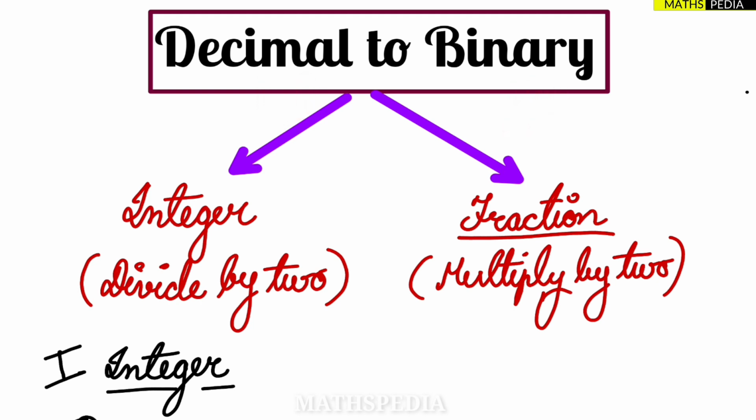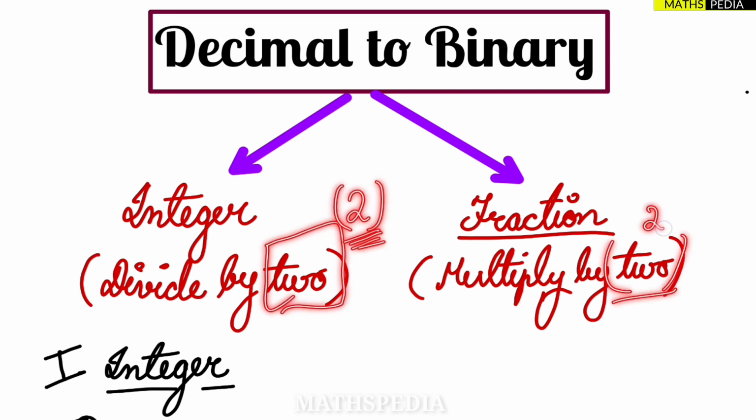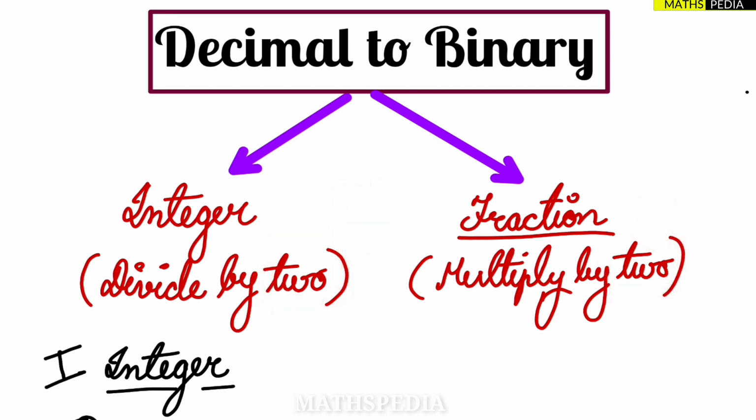There are two cases we have to consider, two topics we have to study in this decimal to binary conversion. One is the integer one, and the other is the fraction one. For integers we are going to divide by 2, and for fractions we are going to multiply by 2, since again it is conversion to binary. Because it is binary, that's why we are multiplying and dividing by 2.